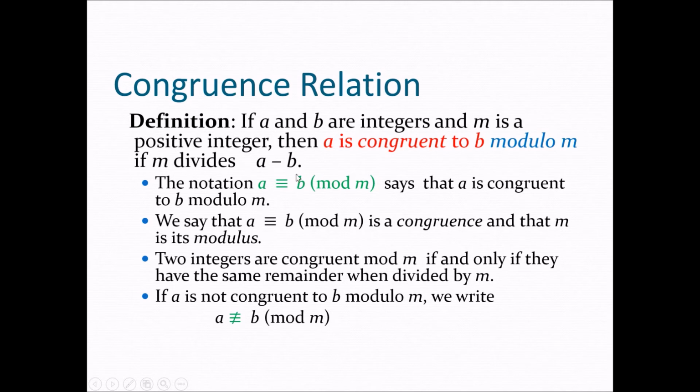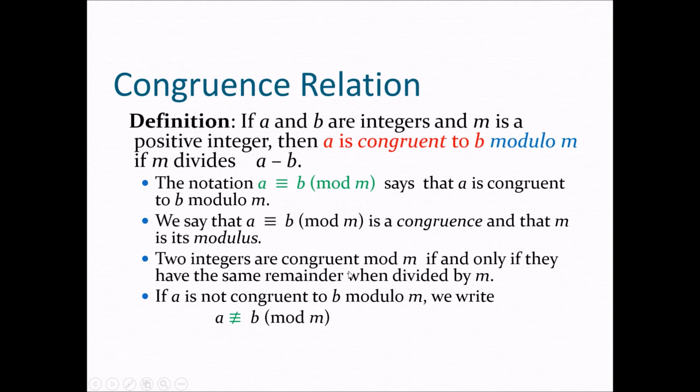Whenever m divides a minus b, we say that a is congruent to b modulo m, and this is the notation for the congruence relation: a is congruent to b mod m. When this relation holds, when m divides a minus b, we say that a is congruent to b mod m is a congruence and that m is its modulus.